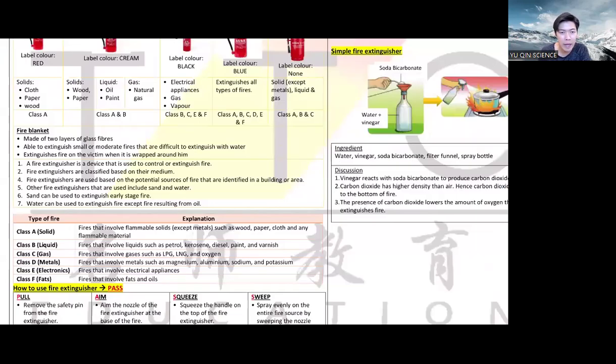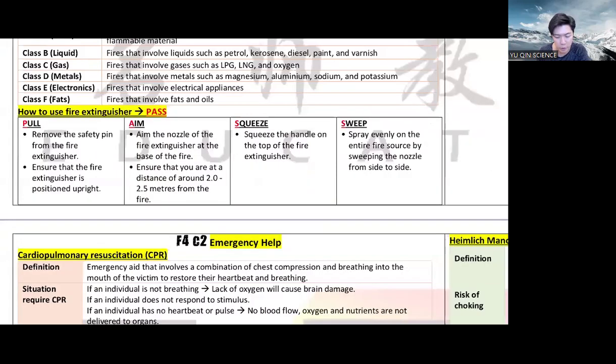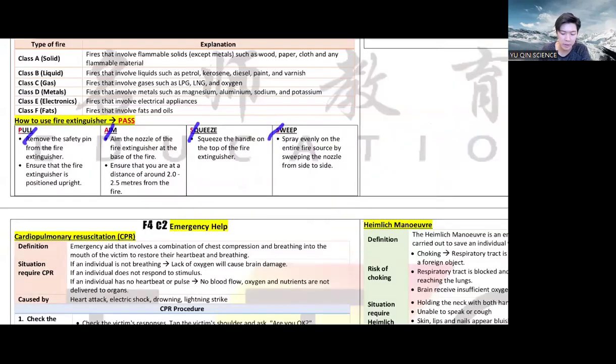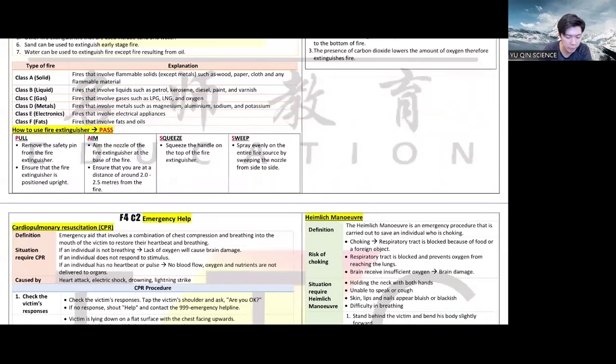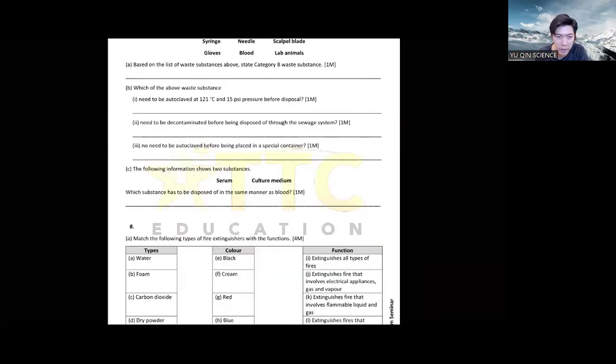Okay. Then how to use the extinguisher. This one is also important, make sure you remember the steps. So PASS: pull the safety pin, aim the nozzle at the base of the fire, squeeze the handle, sweep left and right, side to side, so you can extinguish the fire. Okay, so try to remember the steps here. We'll come back if we need to.